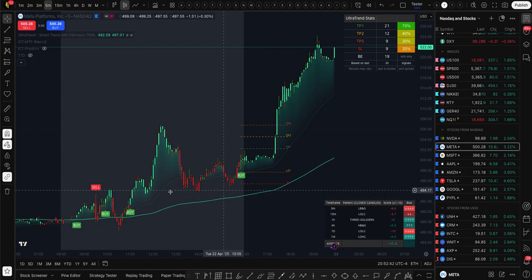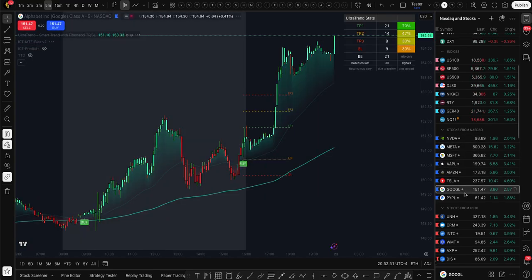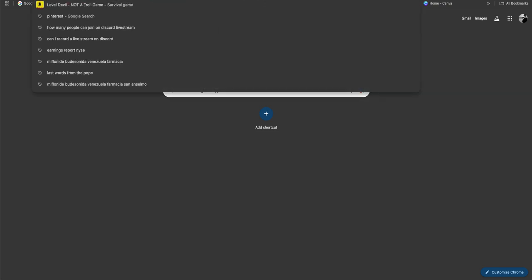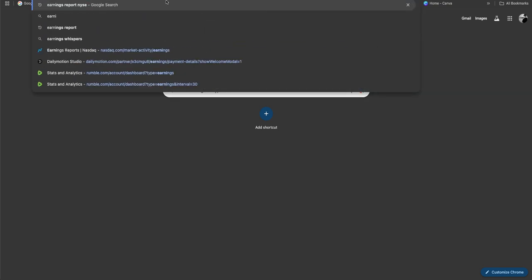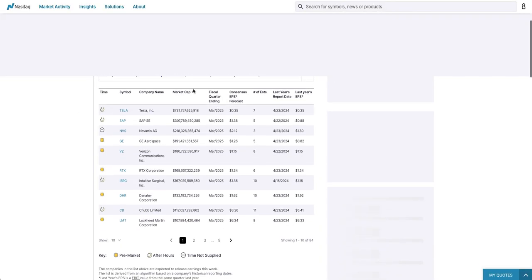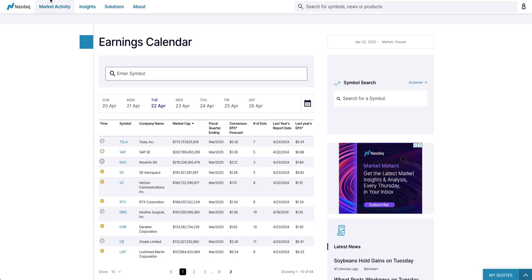So they were kind of choppy. You see, they did not move during the morning. But it's like they were waiting for that big move, for that big report, big news, pretty much. So all of them, look at this. All of these stocks right here skyrocketed after 5. Why? This is called an earnings report. So today we had Tesla reporting earnings, right?